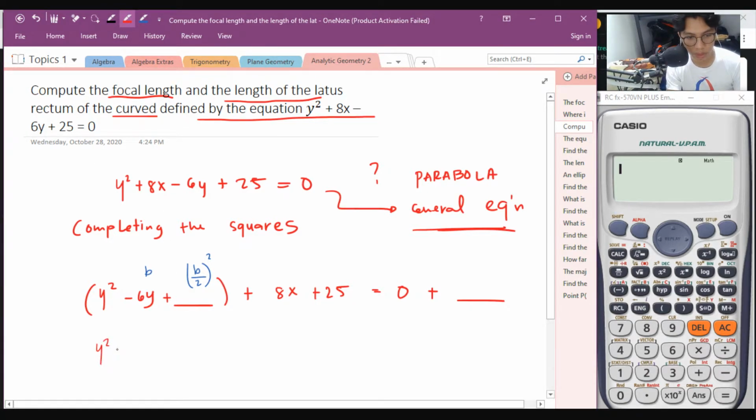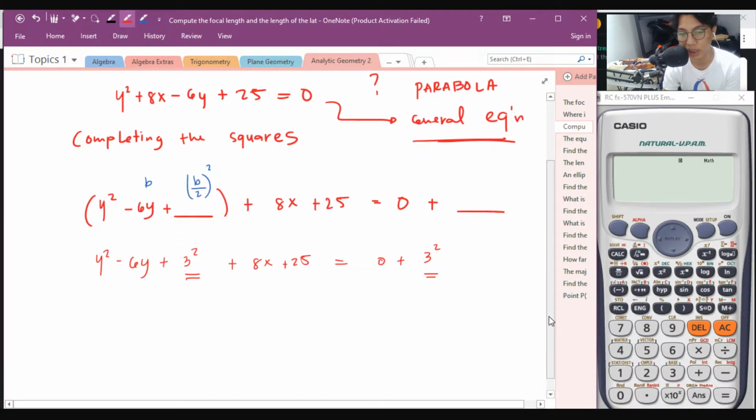So, y squared minus 6y, i-divide mo ng 2. Divide mo ng 2, yung 6y, that is 3, i-square mo. Ano lalabas dyan? 3 squared. Okay? Plus 8x plus 25 equal to 0 plus 3 squared. Sir, ba't nagdagdag ako ng 3 squared dito? Siyempre, nagdagdag ka dito sa right side, magdadagdag ka rin sa left side. Ganun po yung equalities dyan. Okay? Kailangan equal, yung ginawa mo sa right side, gagawin mo din sa left side.